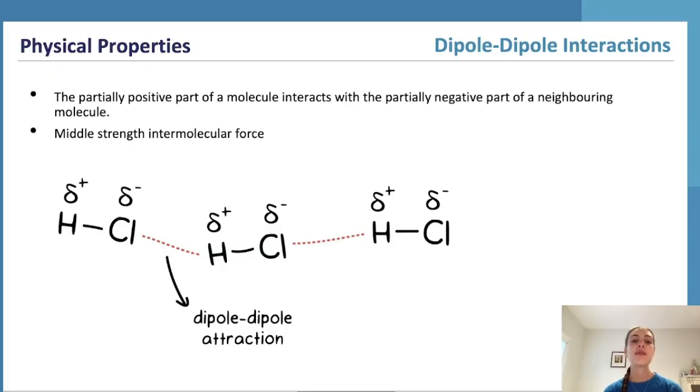And so this is the middle strength of intermolecular forces. It's not the weakest, but it's not the strongest. And obviously this strength does increase with more electrons and greater electronegativity.